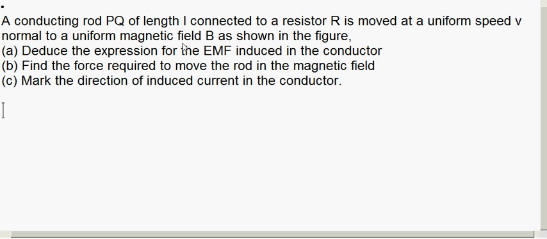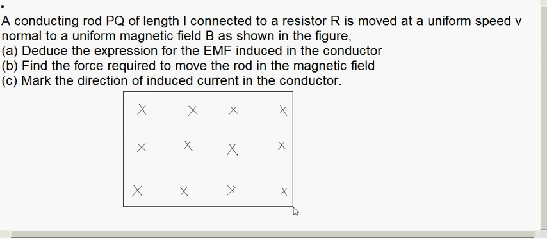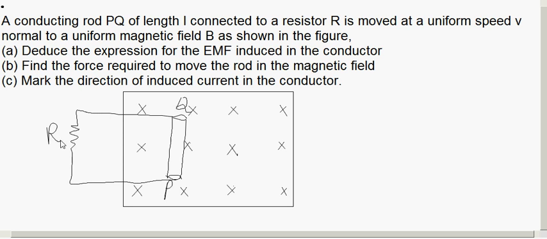Now the figure. The cross represents the magnetic field which is going into the plane of the paper, or going away from you. This is a uniform magnetic field B, and in this field we are placing a conductor PQ. It is connected to a resistor R, and moved in this direction with velocity v or speed v.